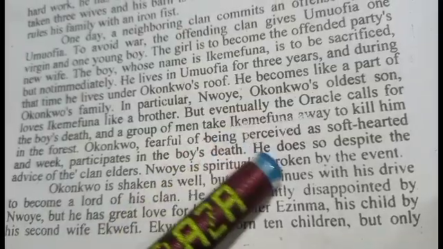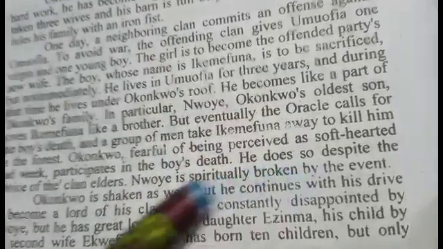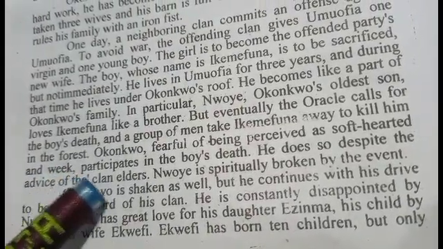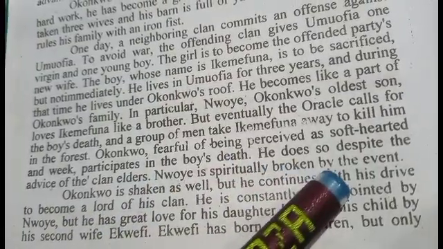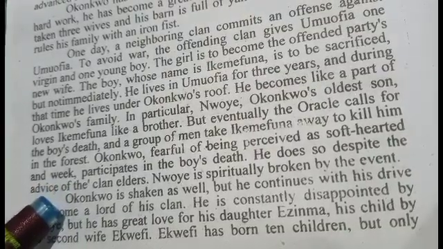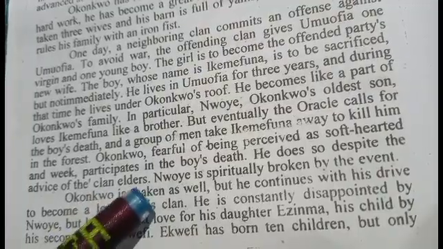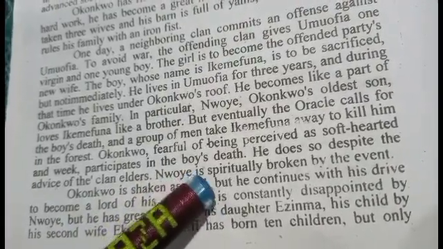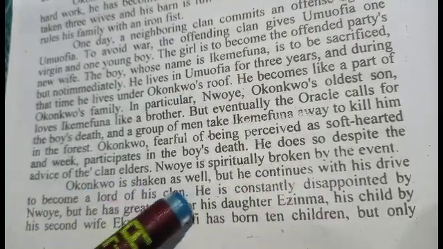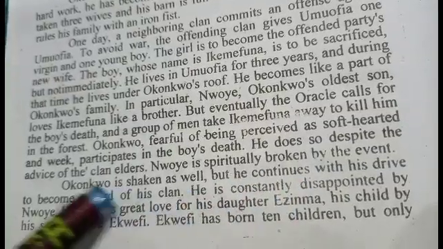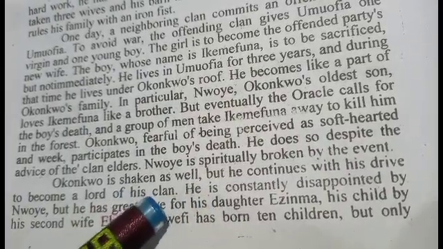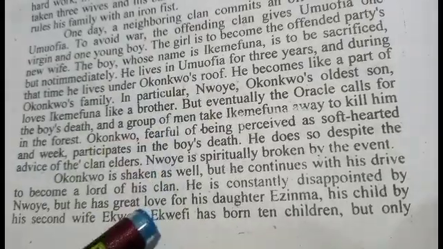Okonkwo, fearful of being perceived as soft-hearted and weak, participates in the boy's death, and he does so despite the advice of the clan's elders. Nwoye is spiritually broken by the event. Okonkwo is shaken as well, but he continues with his drive to become a lord of his clan. As we know, that is his biggest wish, to be the lord of the clan.